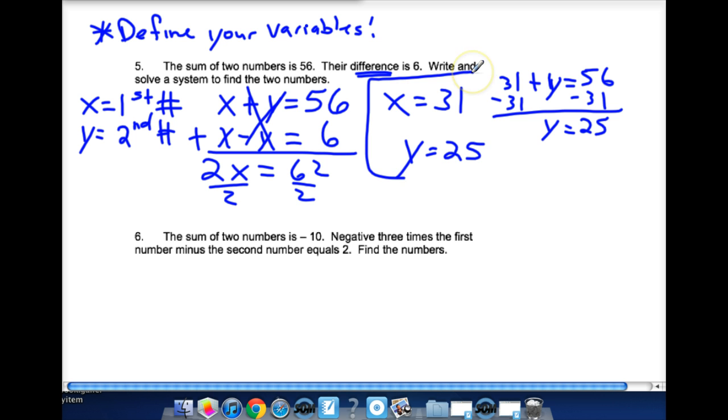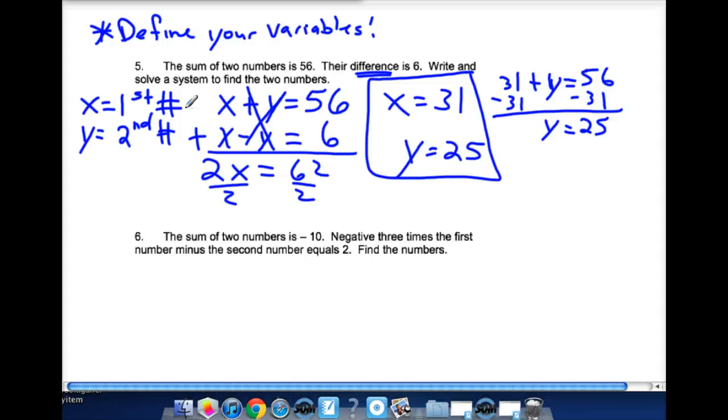Okay, do not pair those up as an ordered pair. Just box them. X is 31 and y is 25. Wait, wait. I substituted 31 in for x and solved. Okay. What do the two numbers add up to, guys? 56.